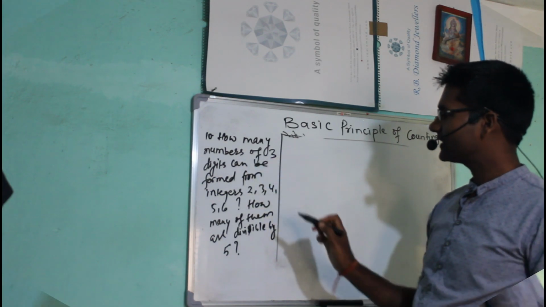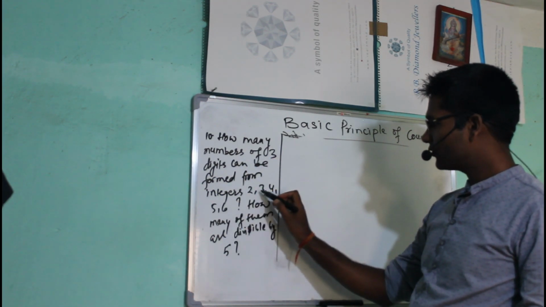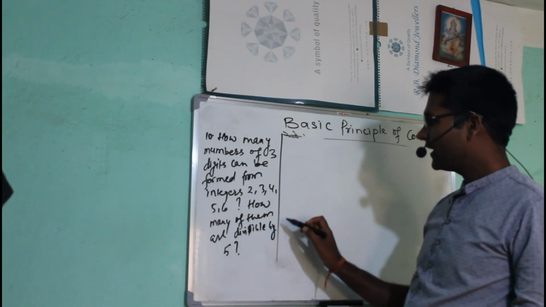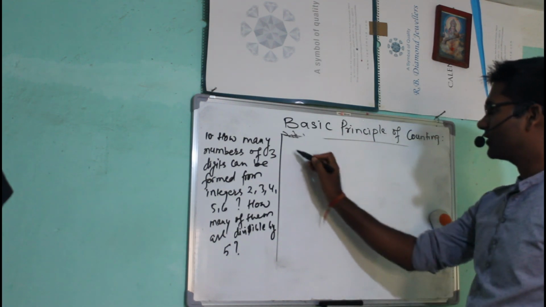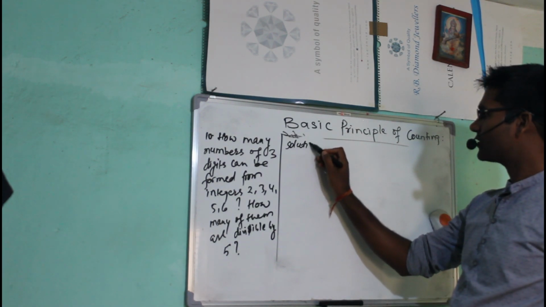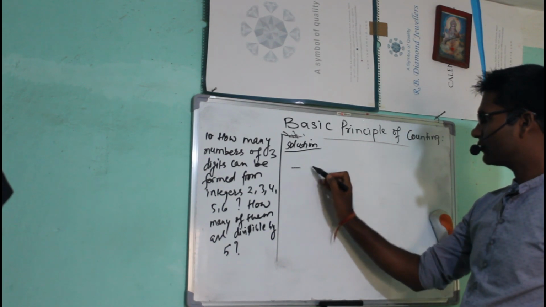How many numbers of 3 digits can be formed from the integers 2, 3, 4, 5 and 6? Another question is, how many of them are divisible by 5? Let me solve this. It's very simple here. For the first part, we have to form a 3-digit number, meaning 1, 2, 3.